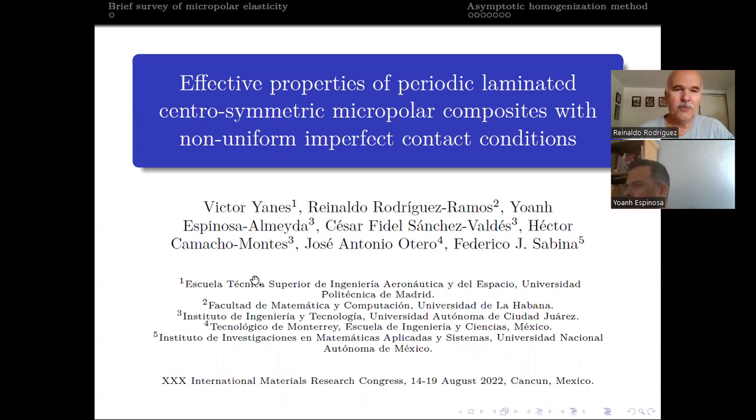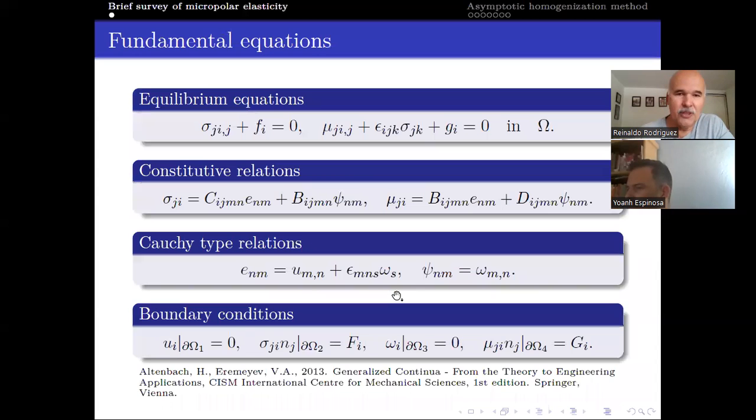Héctor Camacho from Autónoma University of Juárez, together with José Antonio Otero from Technological of Monterrey, Campus Estado de México, and together with Professor Sabina from IIMAS, UNAM.